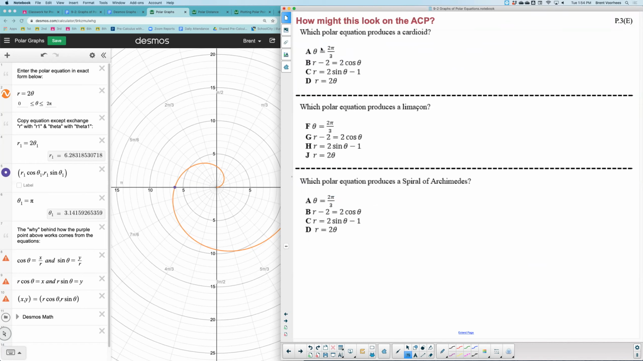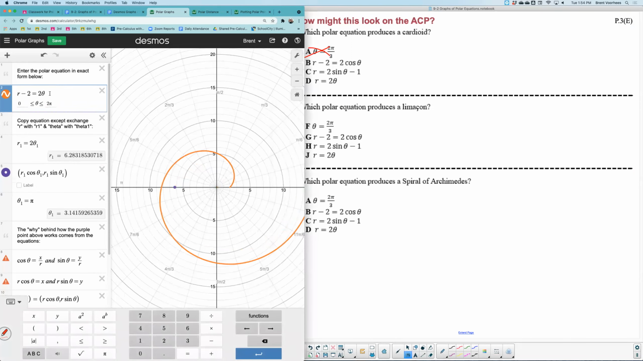Or release questions from the past, you are given equations and you just have to match up with what the equation would be. So if we try these, theta equals a constant, if you remember, is a graph across the pole. It doesn't matter what the radius is. It's just going to follow the pole 2 pi over 3, which would be a straight line. So it's not going to be A. A is a straight line through the pole 2 pi over 3. Let's try the other graphs.